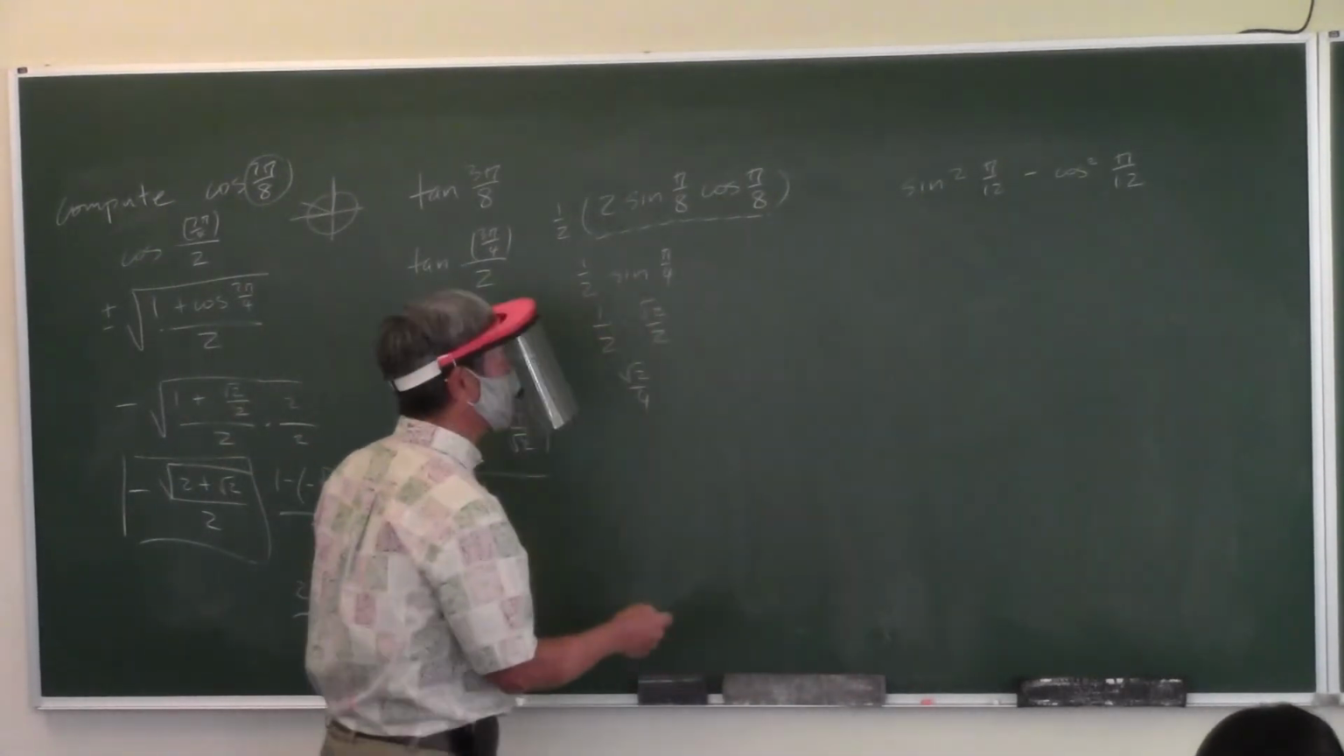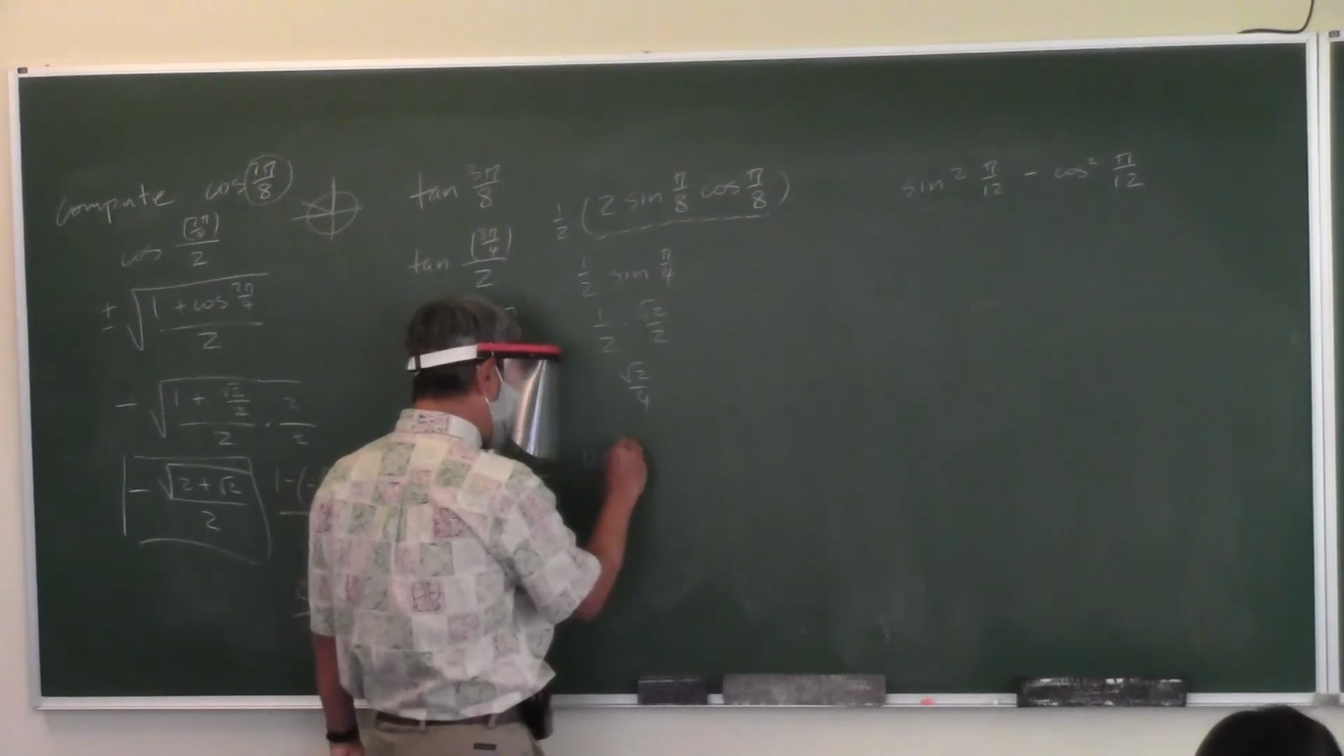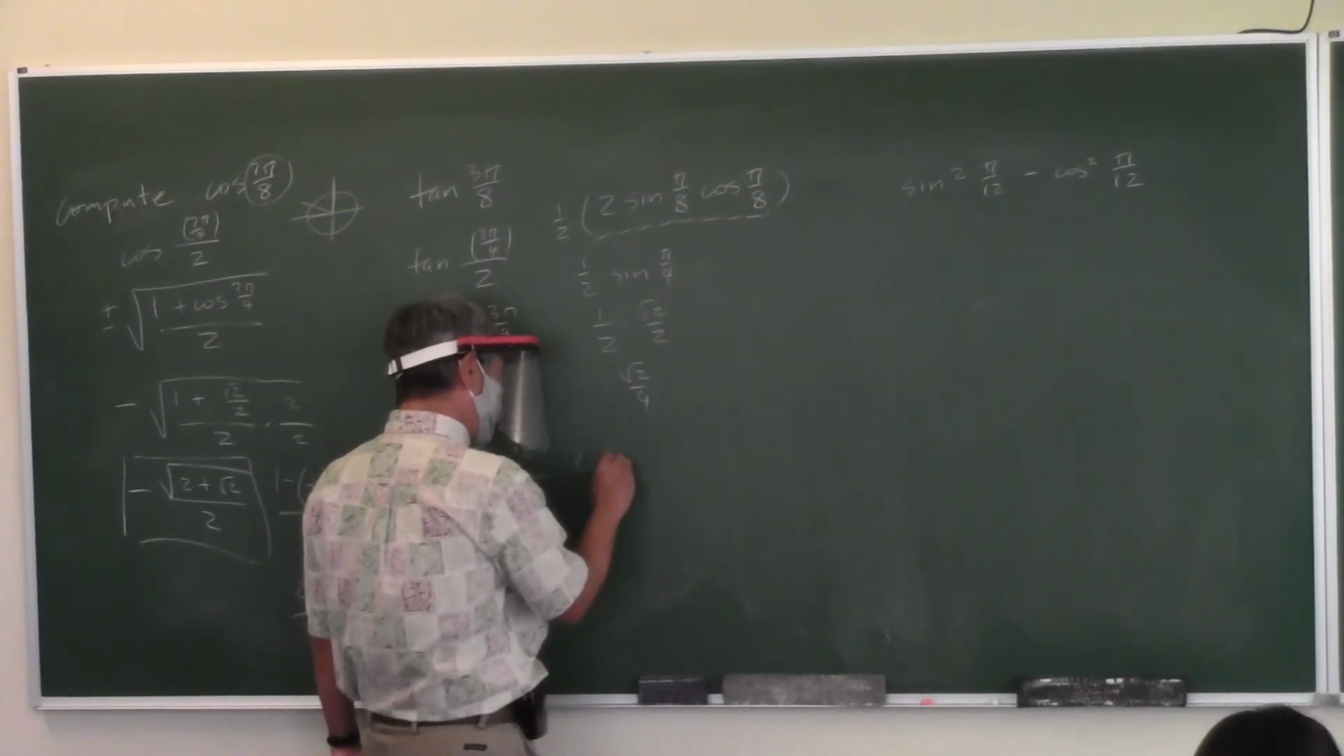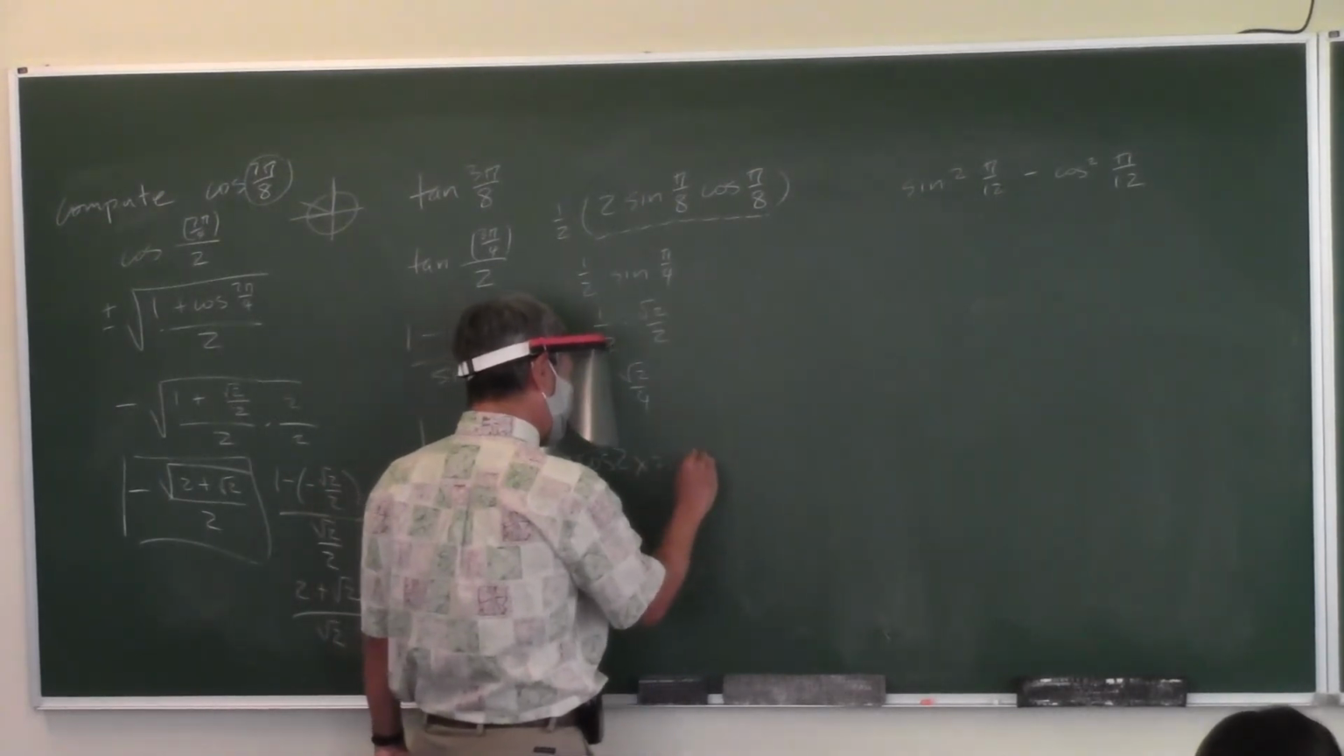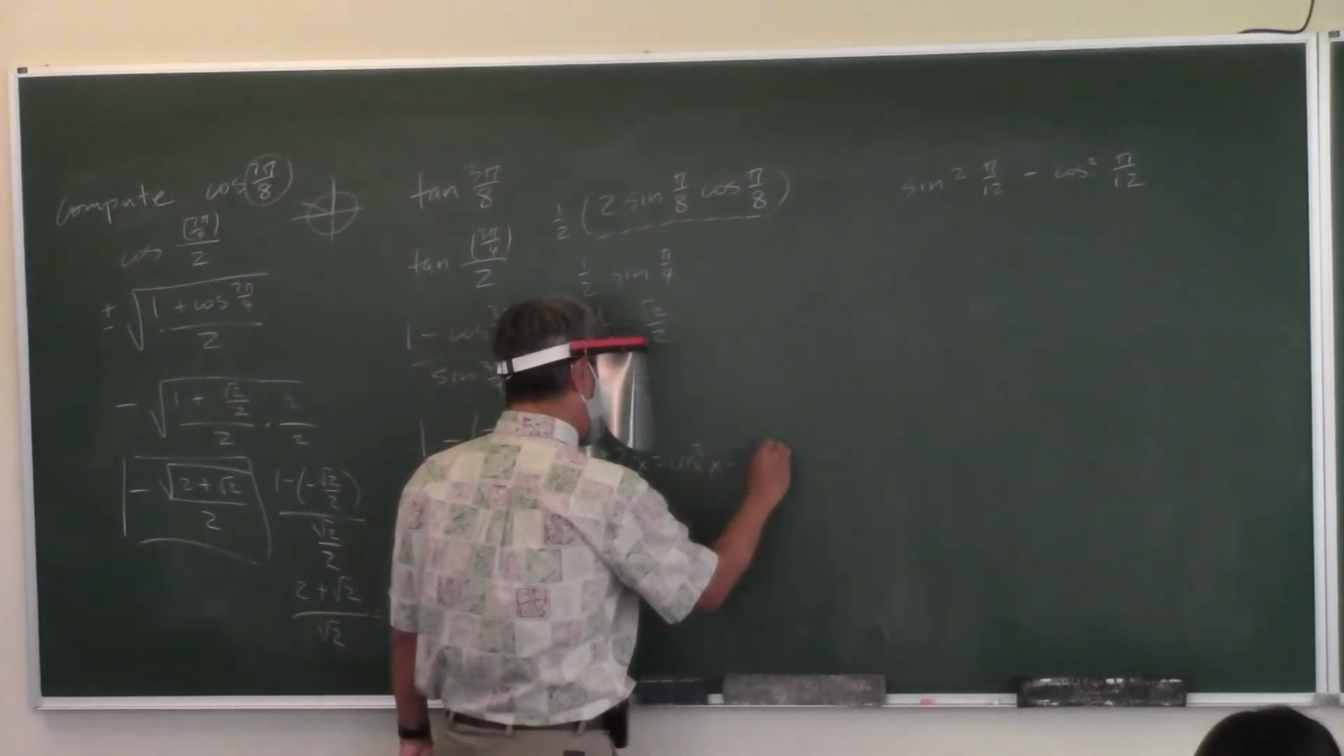Okay, I'll tell you which identity you're supposed to be looking at. Cosine 2x is equal to cosine squared x minus sine squared x.